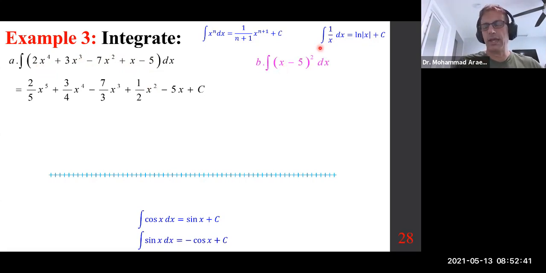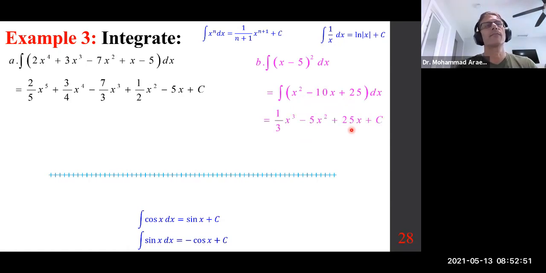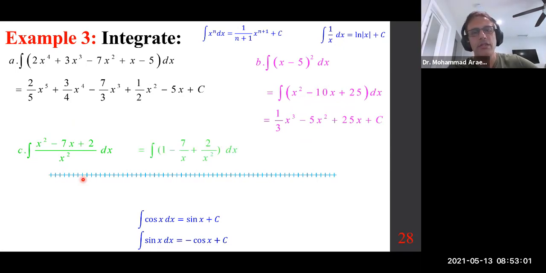Easy way, square that. And now this becomes 1/3 x cubed minus 10 over 2, that means minus 5x squared plus 25x and a constant. Even if we are differentiating, our first step for this would be algebraic techniques as follows.